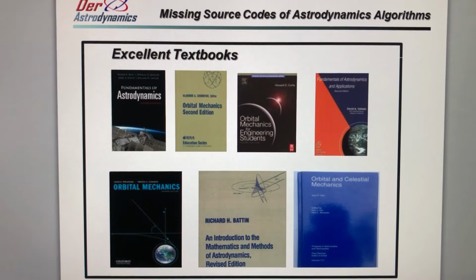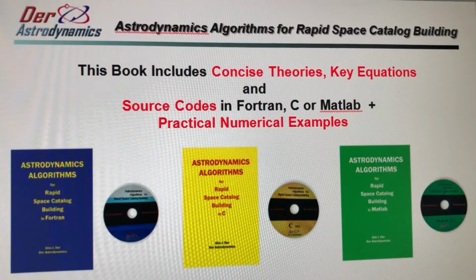These are some of the excellent textbooks of astrodynamics. My book complements these textbooks with source codes of fundamental and advanced astrodynamic algorithms in Fortran, C, or MATLAB, and over 100 practical numerical examples. Coding the equations of theories is much more complicated in the real world, and that's why the source codes of astrodynamic algorithms are missing in most textbooks. This is no knock to other excellent textbooks.